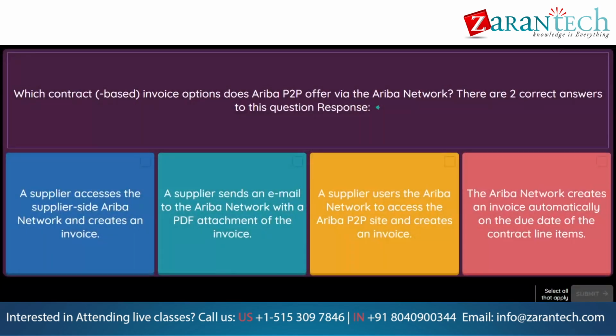Question: which contract-based invoice options does Ariba P2P offer via the Ariba network? There are 2 correct answers to this question. Response: Option 1 A supplier accesses the supplier-side Ariba network and creates an invoice. Option 2 A supplier sends an email to the Ariba network with a PDF attachment of the invoice. Option 3 A supplier uses the Ariba network to access the Ariba P2P site and creates an invoice. Option 4 The Ariba network creates an invoice automatically on the due date of the contract line items.